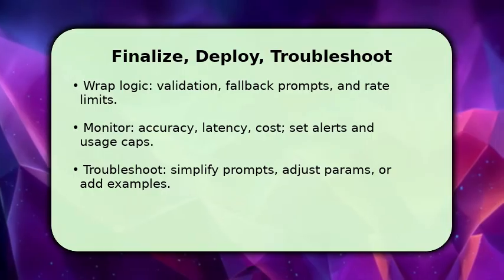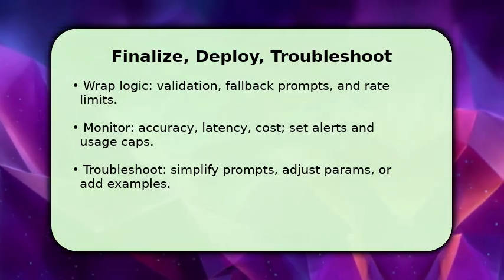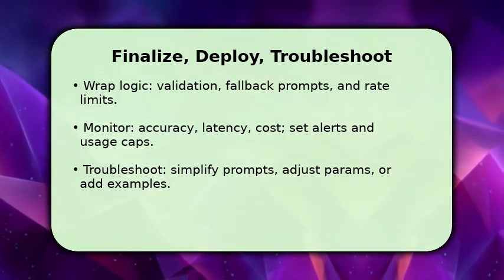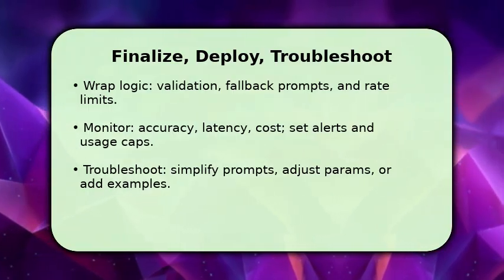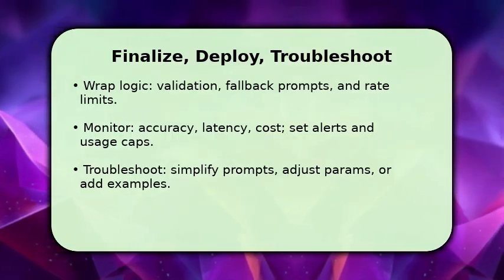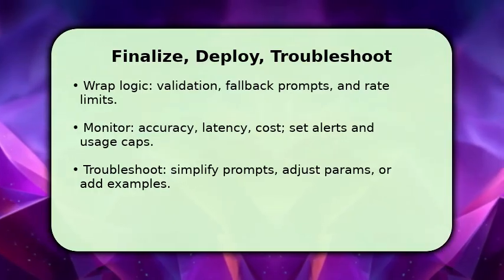If outputs are off, simplify the prompt, lower temperature, or add targeted examples to guide behavior. Make sure to test edge cases and include a human review step for high-risk outputs. If problems persist, revert to a minimal working prompt and build complexity back in gradually.